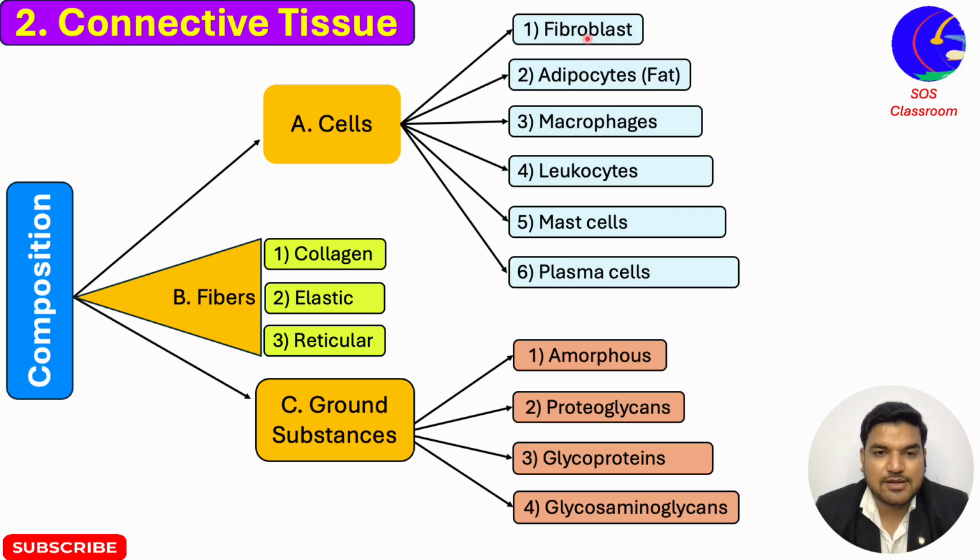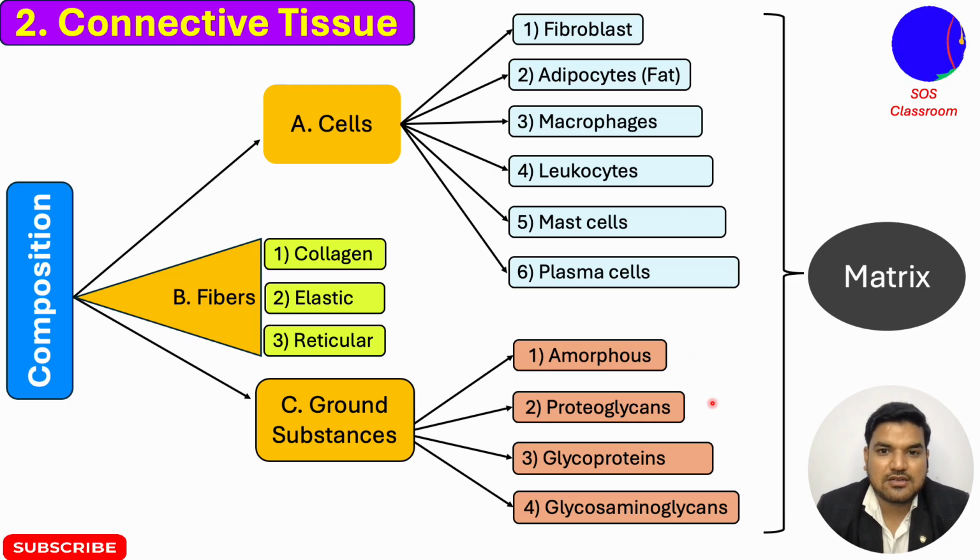What are the cells? Fibroblasts, adipocytes, also called fat cells, macrophages, leukocytes, mast cells, and plasma cells. What are the fibers present? Collagen fibers, elastic fibers, and reticular fibers. And what are the ground substances? Like amorphous substance, proteoglycans, glycoproteins, and glycosaminoglycans. So these are the three components and different types of cells present in the connective tissue.